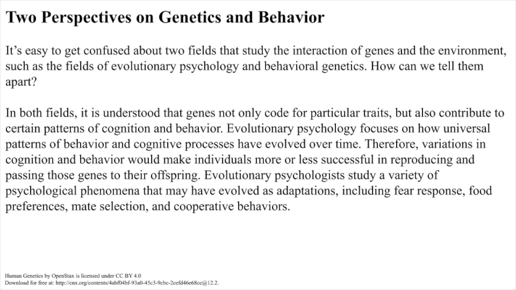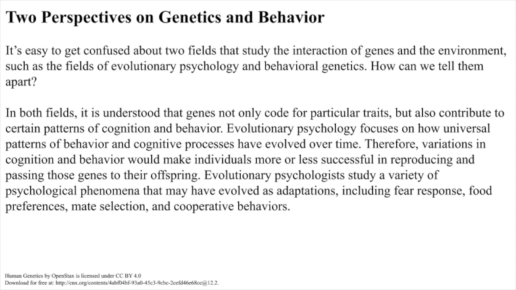Two perspectives on genetics and behavior. It's easy to get confused about two fields that study the interaction of genes and the environment, such as the fields of evolutionary psychology and behavioral genetics. How can we tell them apart? In both fields, it is understood that genes not only code for particular traits, but also contribute to certain patterns of cognition and behavior. Evolutionary psychology focuses on how universal patterns of behavior and cognitive processes have evolved over time.